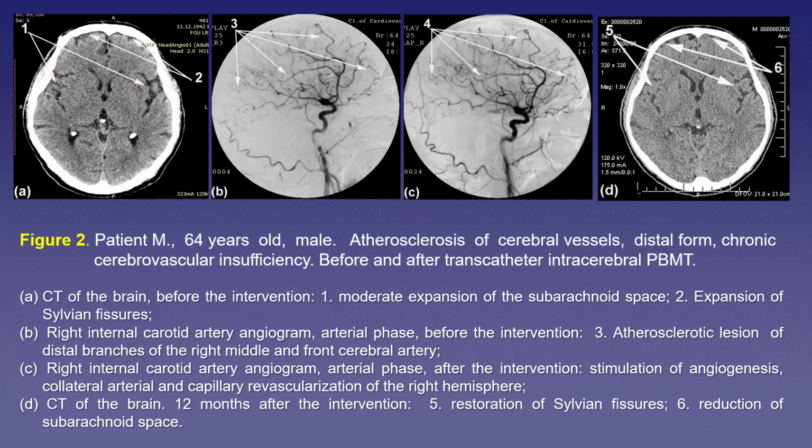In figure B, you see right internal carotid artery angiogram arterial phase before the intervention, where atherosclerotic lesion of distal branches of the right, middle, and front cerebral artery can be seen. In figure C, you see right internal carotid artery angiogram arterial phase after the intervention. You see stimulation of angiogenesis, collateral arterial and capillary revascularization of the right hemisphere. And in figure D, you see a CT scan of the brain. It was done 12 months after the intervention, and you can see restoration of sylvian fissures and reduction of subarachnoid space. Next slide, please.